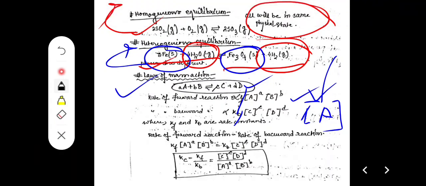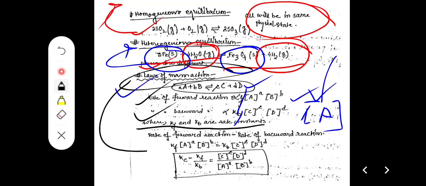So the rate of forward reaction is proportional to the concentration of A to the power small a, concentration of B to the power small b. And the rate of backward reaction should be proportional to the concentration of C to the power small c, concentration of D to the power small d. Kf and Kb are the rate constants of forward and backward reaction respectively. So what does the law of mass action tell about this?